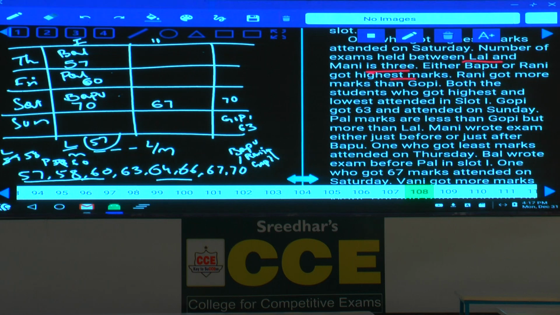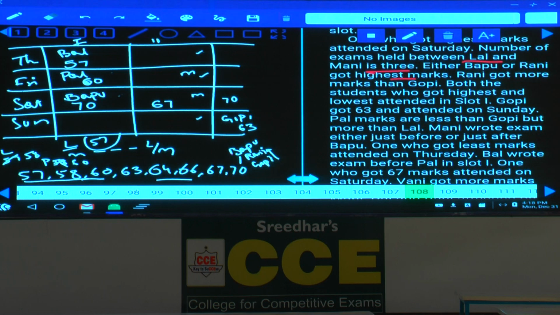Paul's marks are lesser than Gopi's, but Mani wrote the exam just before or just after this Bapu. Just before or just after, isn't it? So Mani can be either at this place or at this place. If Mani is 67, then this Lal must be at this place. Or if Mani is here, Lal must be at this place, isn't it?